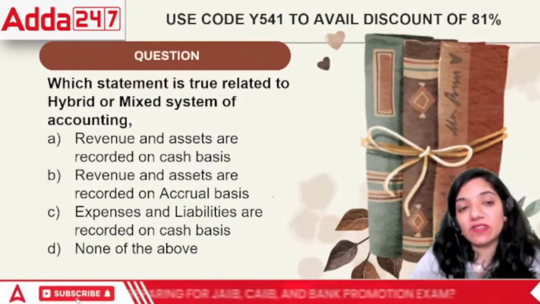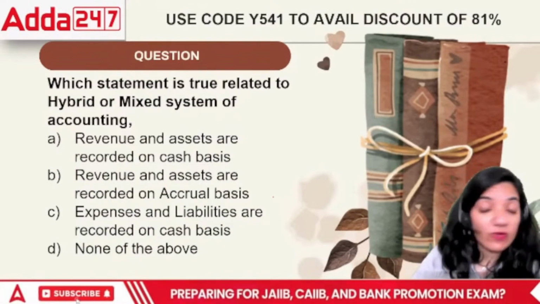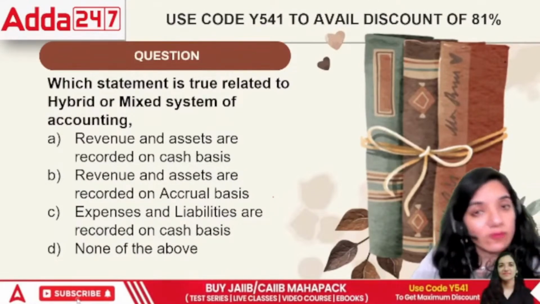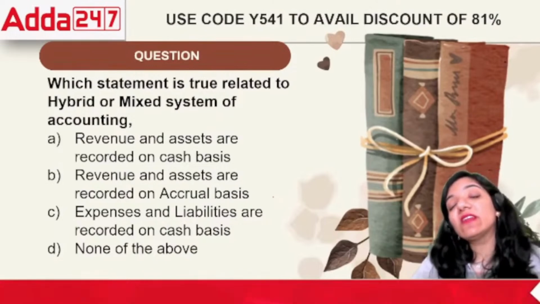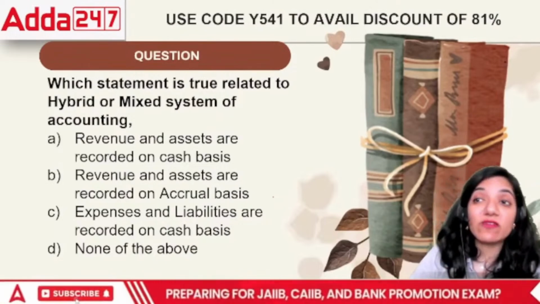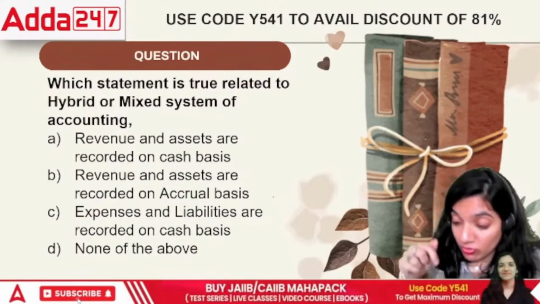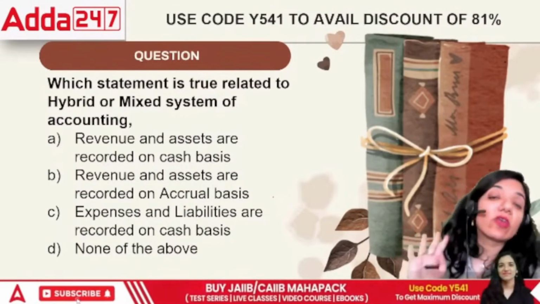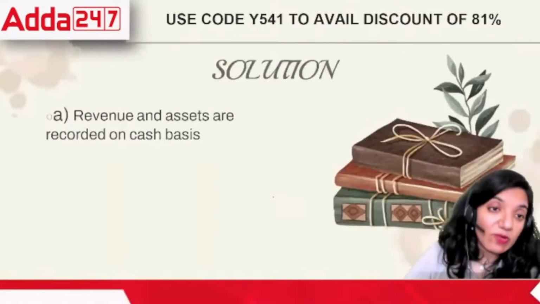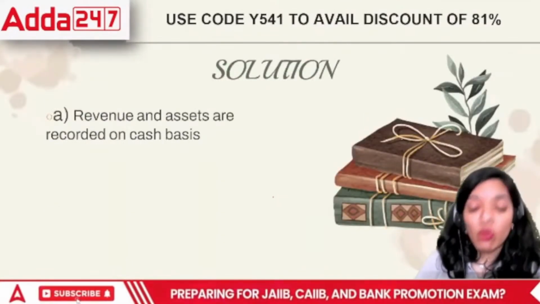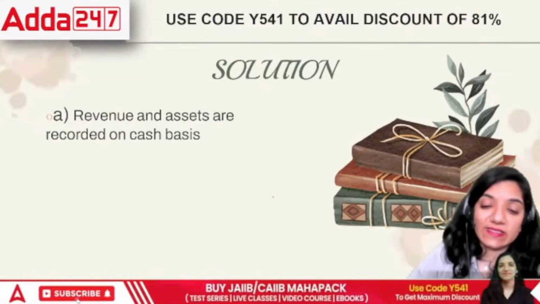See, in this, if I talk about the assets and revenue, till the time they are not actually in your hand, you cannot recognize them. In terms of expenses and liabilities, even if it is accrued, you will note it down. That means if you are supposed to pay someone, you will remember. If you are supposed to receive the money, till the time you don't hold that money in your hand, you cannot record it in the books of accounts. So that's the point. The answer would be that revenue and assets are recorded on the cash basis.